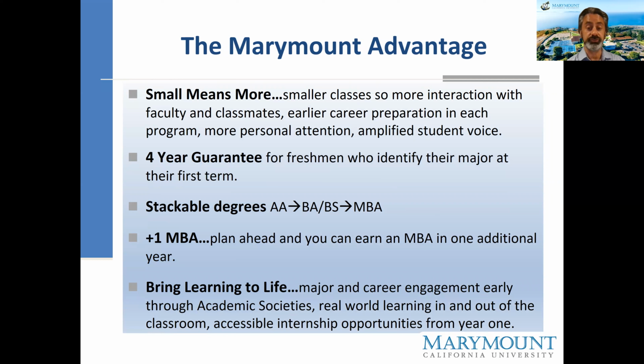A 4-year guarantee: for freshmen who identify their major their first term, you'll be able to get your degree in 4 years. We have a number of conditions. You've obviously got to be enrolled full-time. You can't be changing your major. It is our goal to help guide you to make sure that you're graduating in 4 years.